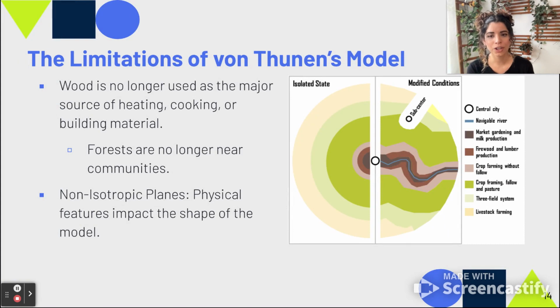Another big one is that wood is no longer used as a major source of heating, cooking, or building material. It still is, right? But not in the way that it used to be in the 1800s. So forests are no longer near communities. This is just in general, right, around the world. And also we have non-isotropic planes. So physical features absolutely impact the shape of this model. So this would be far more accurate to what it would look like in the real world, right? Where we have all kinds of physical landscapes and various obstacles or maybe even things that help facilitate movement.